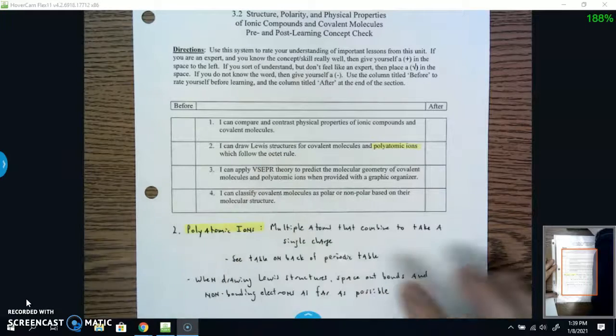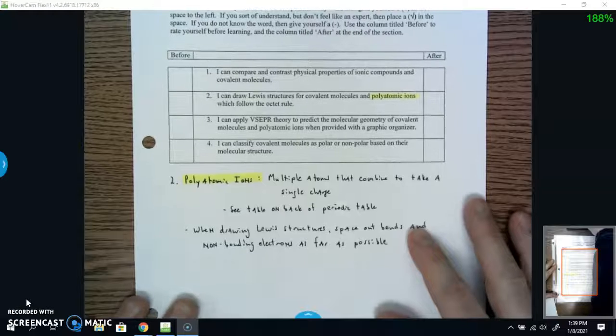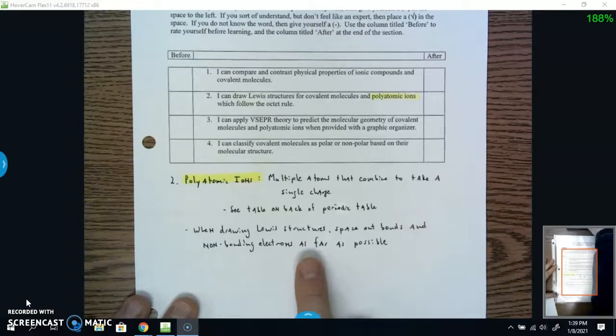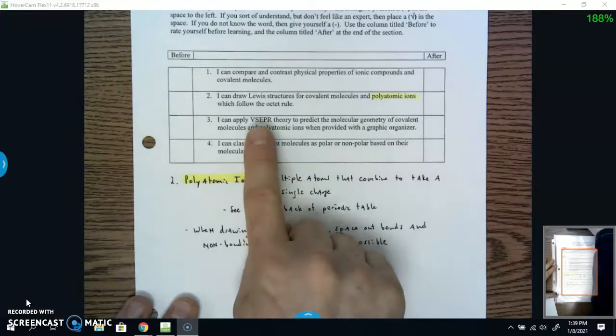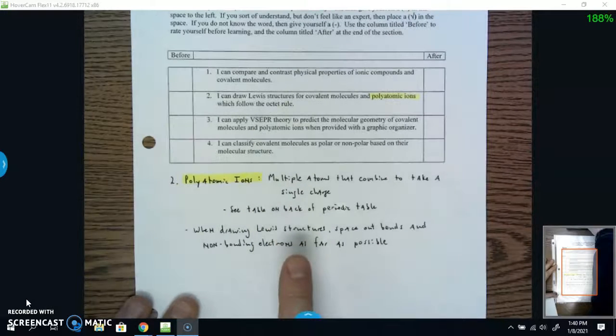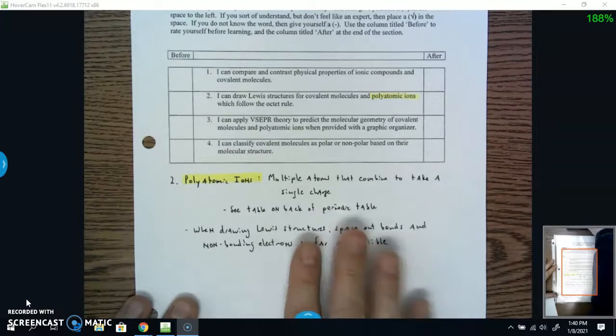The other thing that I'm going to emphasize today is this last statement that we have down at the bottom. It says, when drawing Lewis structures, space out bonds and non-bonding electrons as far as possible. This is a little preview to information that we're going to cover next week concerning an acronym VESPER. VESPER stands for Valence Shell Electron Pair Repulsion Theory. The basic concept here is that pairs of electrons will repel from other pairs of electrons. Because they repel, we have to draw them as far away from one another as possible. That's something that we're also going to emphasize today.